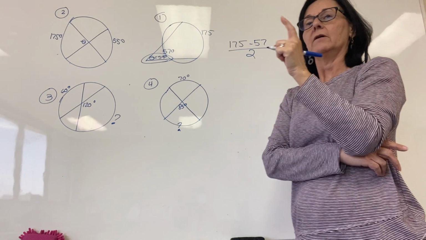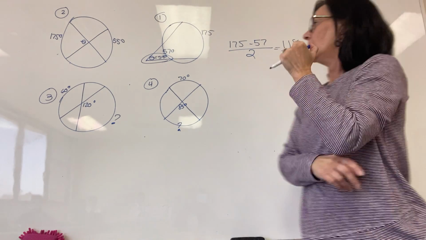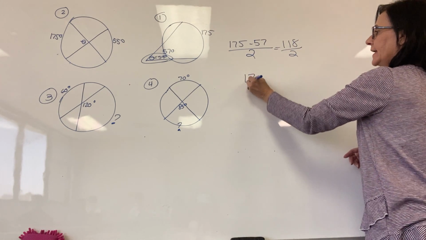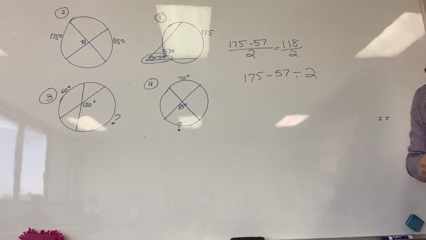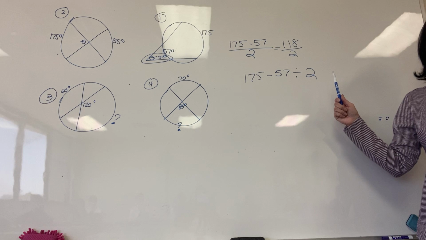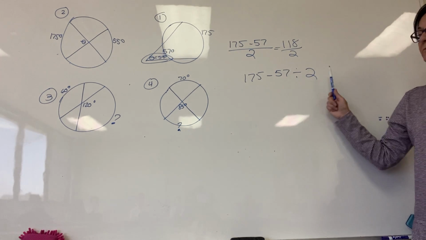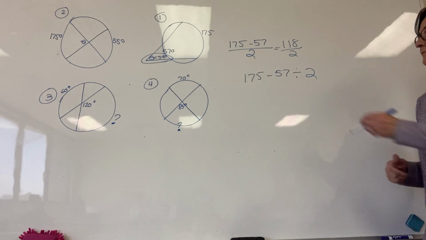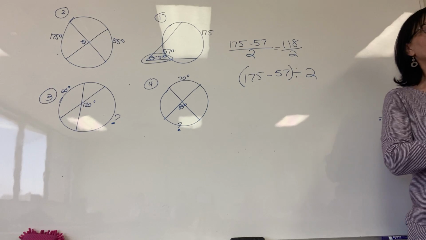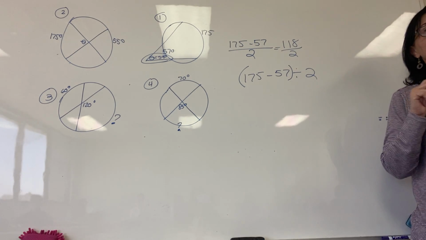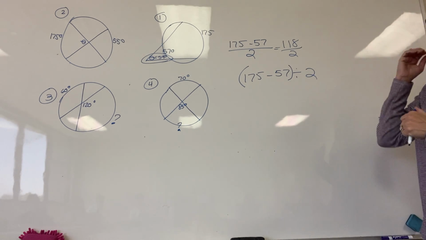Here's the deal. If you don't tell your calculator order of operations, so if I put this in my calculator, it's going to do 57 divided by 2 first, then it's going to subtract that from 175. If I don't tell it order of operations, that's what I think she did. That'd be my guess, right? All right.